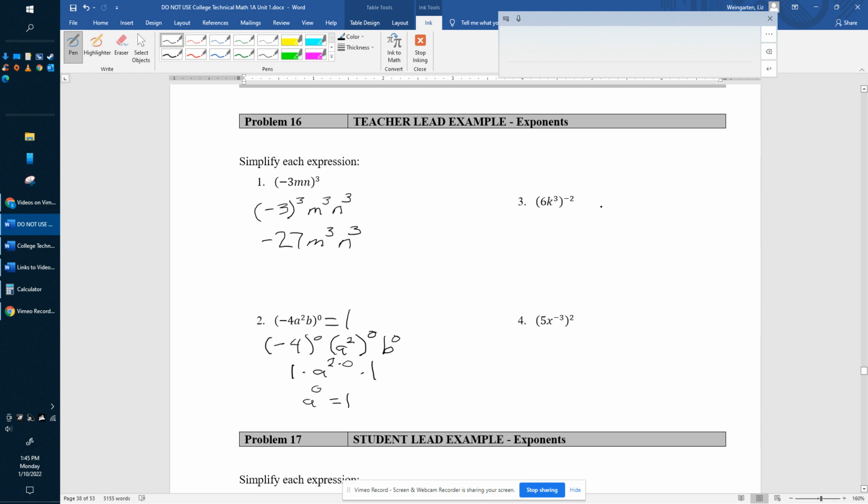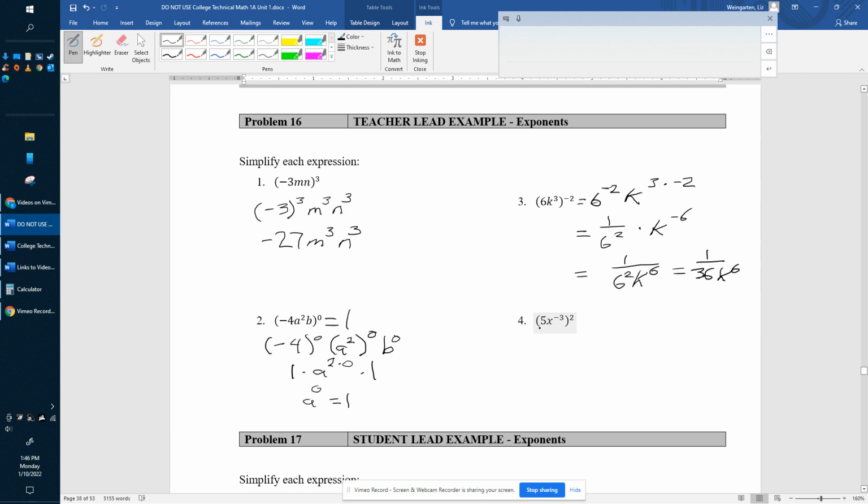Let's take a look at taking things to a negative power. So we're going to have 6 to the -2 times k to the 3 times -2. So we have 1 over 6 squared times k to the -6th, which equals 1 over 6 squared k to the 6th, which is, we can evaluate 6 squared, 1 over 36 k to the 6th.